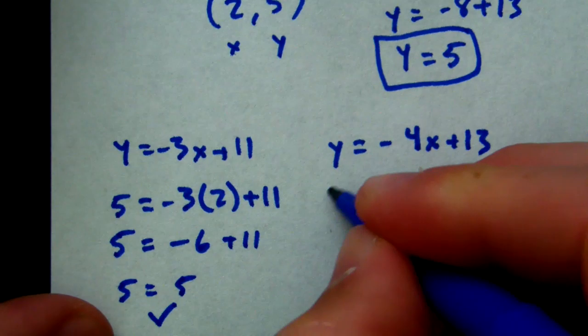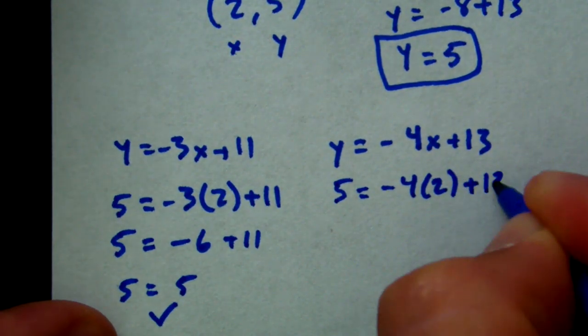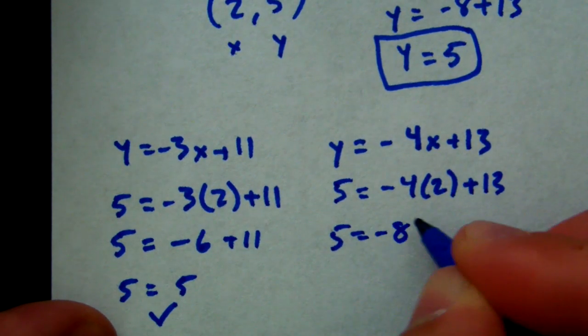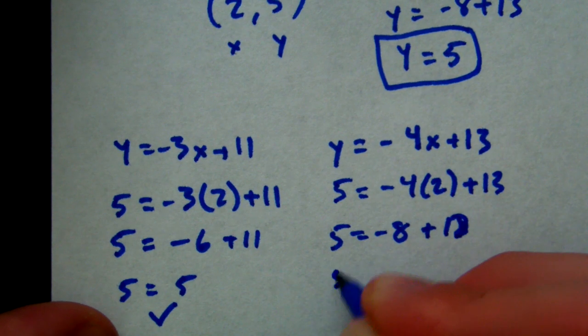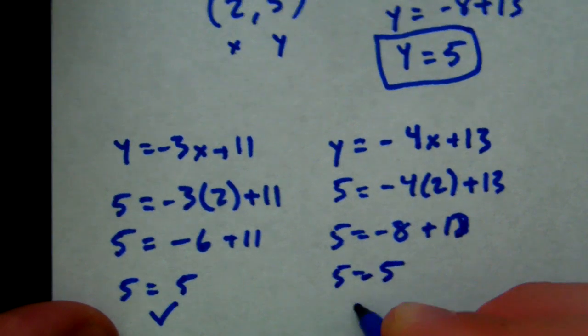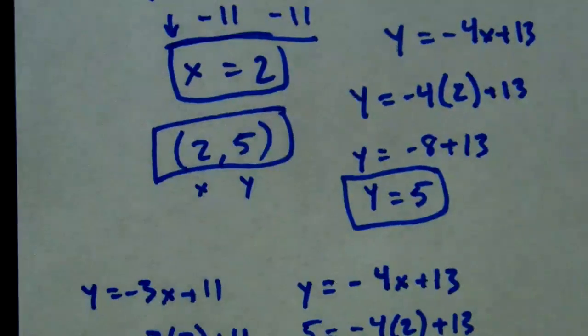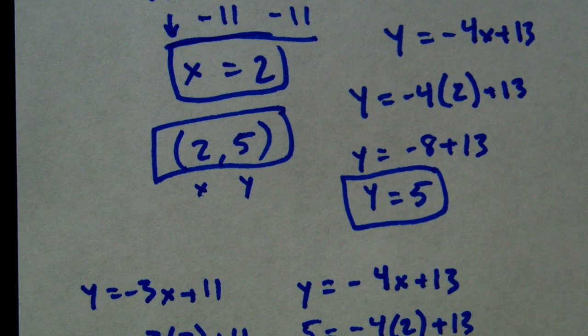Let's check this one. 5 equals negative 4 times 2 plus 13. 5 equals negative 4 times 2 is negative 8 plus 13. Whoops, that's a 13. 5 equals 5. Checks out. So our correct answer here, (2, 5). Make sure when you type these in, you don't put any spaces. You just do parentheses, 2, 5, parentheses.